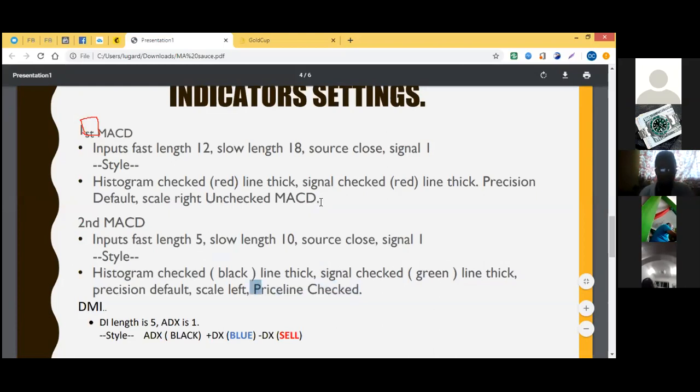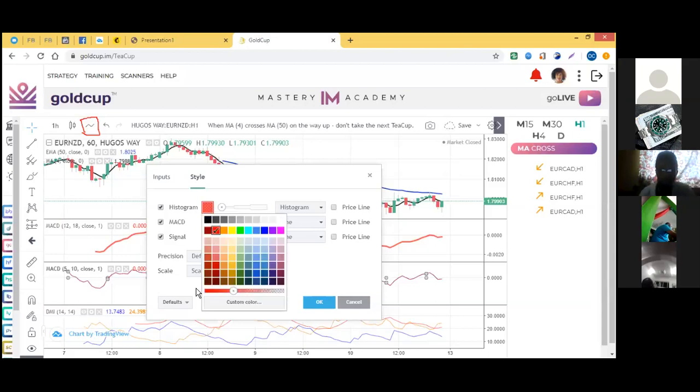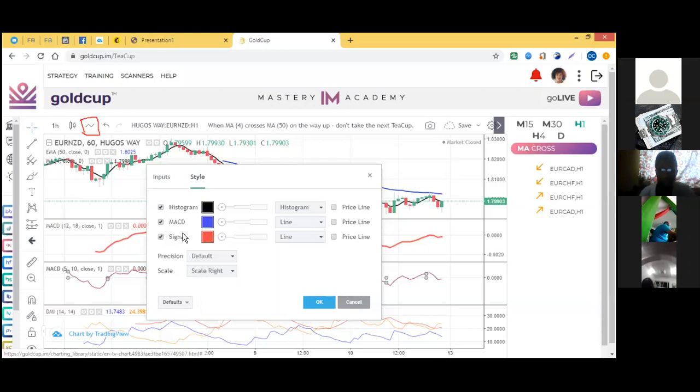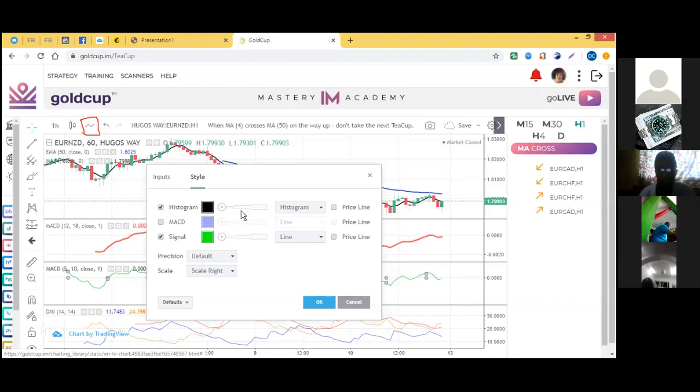Don't forget, for the first MACD, uncheck the MACD, which we already did. But for the second one, you need to check your price line. The histogram is black and the signal line is green. So let's go back to the chart and we do that. Like I said, the histogram is black. You want to make it visible and change it to black. And your signal line, guys, remember it is green. You want to make it visible also. You can uncheck your MACD. Don't forget, you check the price line, guys. The price line right here.